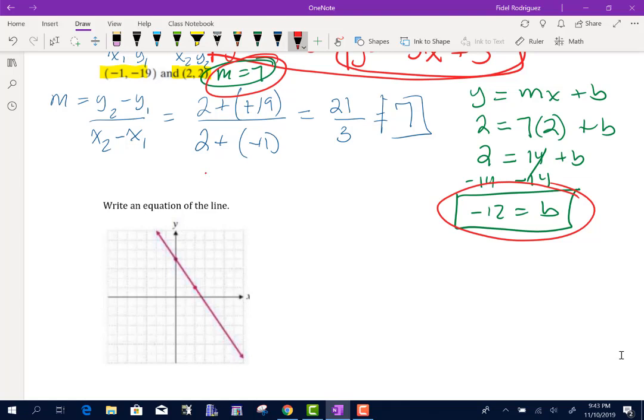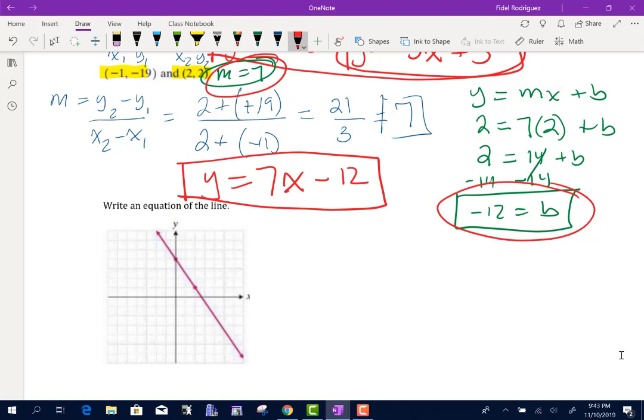I bet you we can just even write it out. Y equals m, 7, with an x, plus b. Since it's a minus 12, we'll just write minus 12. Okay, boom. And we got it.